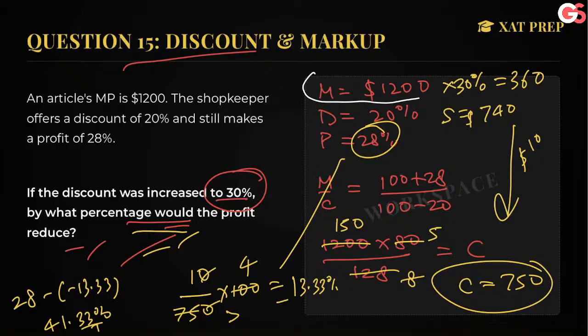Mark price 1200, discount 20%, profit 28%. So 100 plus 28 upon 100 minus 20 is M by C. So C is 1200 into 80 upon 128. So इसको मैं कैलकुलेट कर लूंगा, कितना मिल जाएगा मेरे को? अरे ध्रुव, क्या मैंने कुछ गलत कैलकुलेट किया है? जस्ट चेक इट वंस. ठीक तो किया है यार, कॉस्ट प्राइस 750 हो गया.